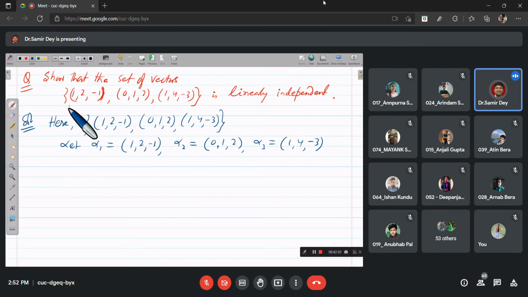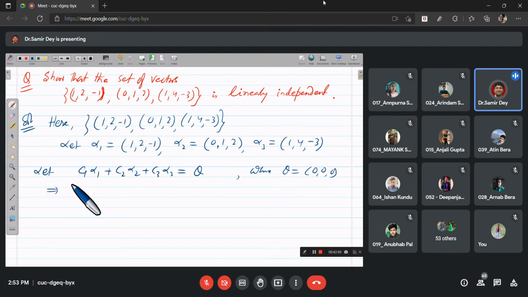To express this in this form. Write down: let C1 alpha 1 plus C2 alpha 2 plus C3 alpha 3 equal theta, where theta equals (0, 0, 0), that is the null vector. Now we can write C1 (1, 2, -1) plus C2 (0, 1, 2) plus C3 (1, 4, -3) is equal to (0, 0, 0). Is it clear? Is it clear to all of you?